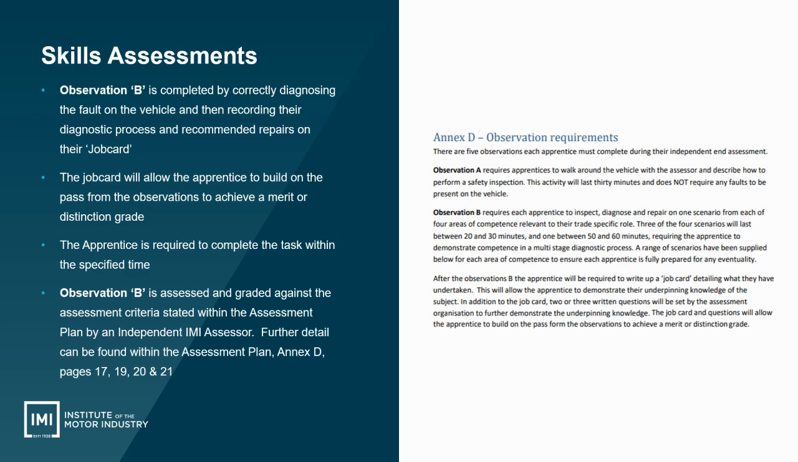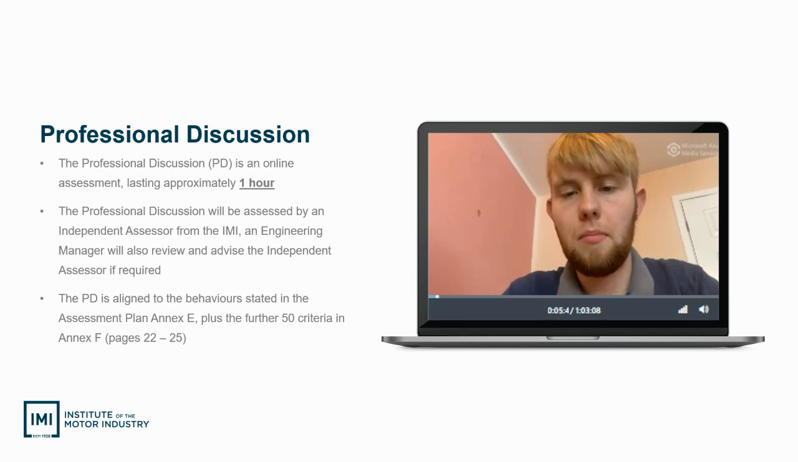Each of the 4 Type B skills tasks have 3 questions the apprentice will be required to answer. The responses to these questions within the job card will contribute to the grade allocation of either pass, merit, or distinction. As with the knowledge assessment requirements, further details regarding the skills assessments can be found within the assessment plan.